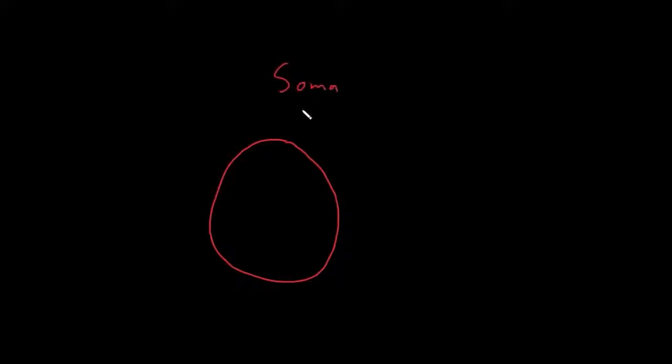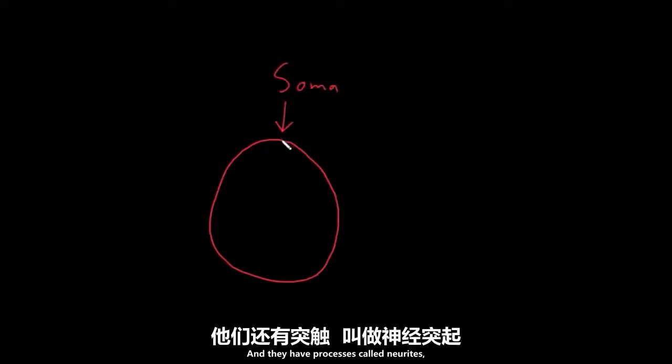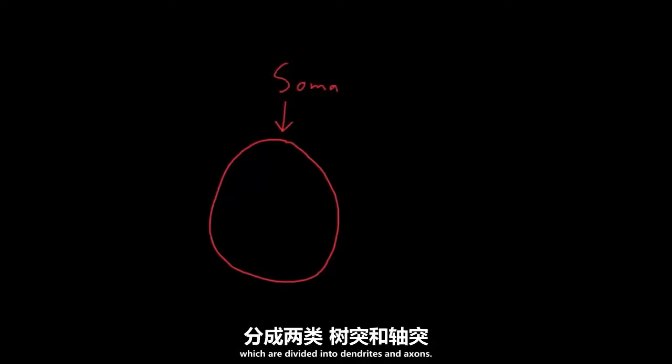In this video, I want to provide an overview of neuron structure. Neurons in adults have a soma, also called a cell body. And they have processes called neurites, which are divided into dendrites and axons.